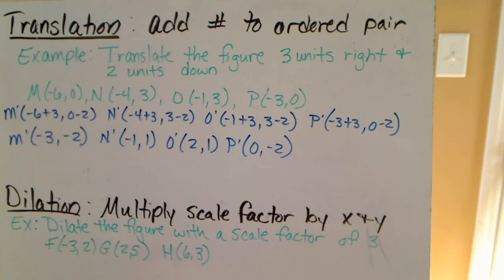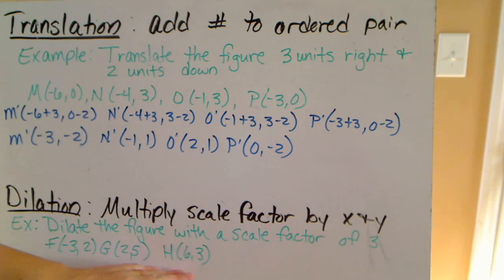Dilation is the second one. The trick for that is going to be to multiply the scale factor by the x and the y values. The example says to dilate the figure with a scale factor of 3. So then we're given 3 ordered pairs. And then you're just going to take each of those numbers and multiply them all by 3. Now remember, your scale factor can be anything from a fraction to a whole number. If it's a fraction, our figure is going to be smaller. If it's a whole number, then our figure is going to be larger. So in this case, if we were to graph it, it would be larger.